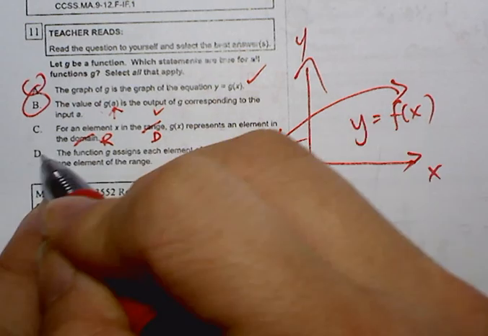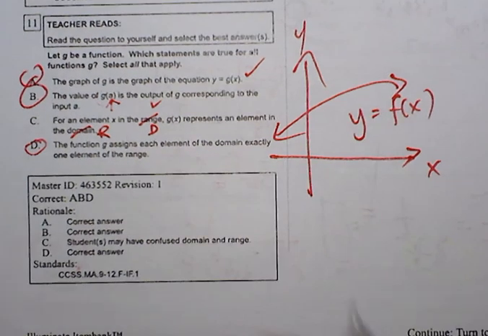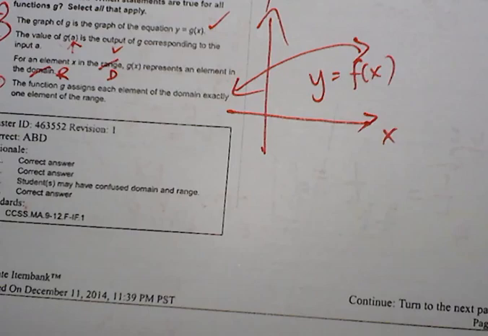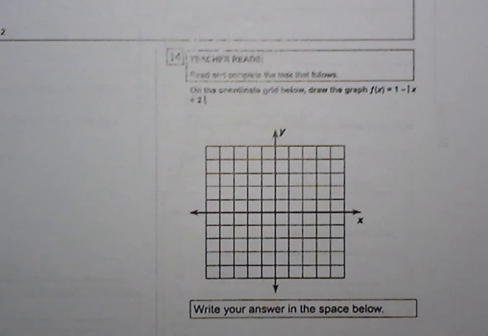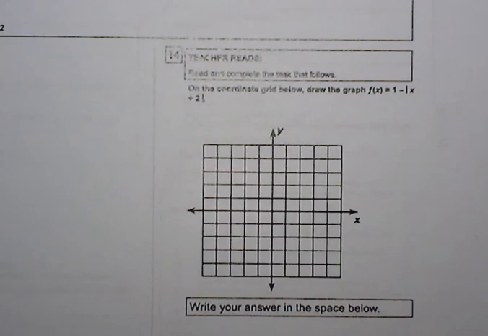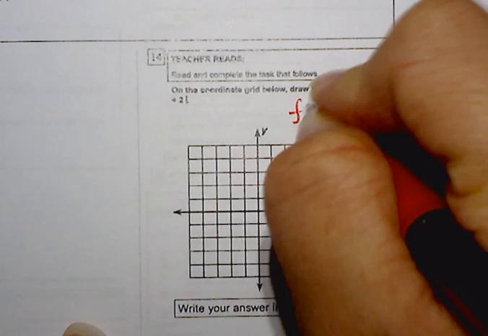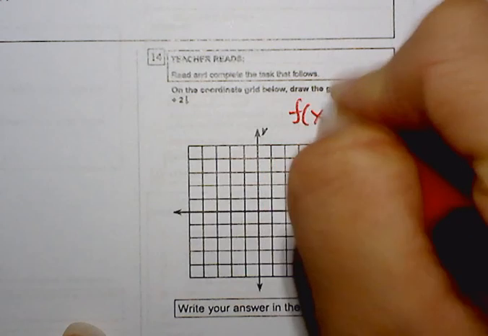All right, let's look at number 14. Somebody asked about 14. Oh, good. All right, you will be asked to graph something like this on the test. The function is 1 minus the absolute value of x plus 2. So what's the parent function?